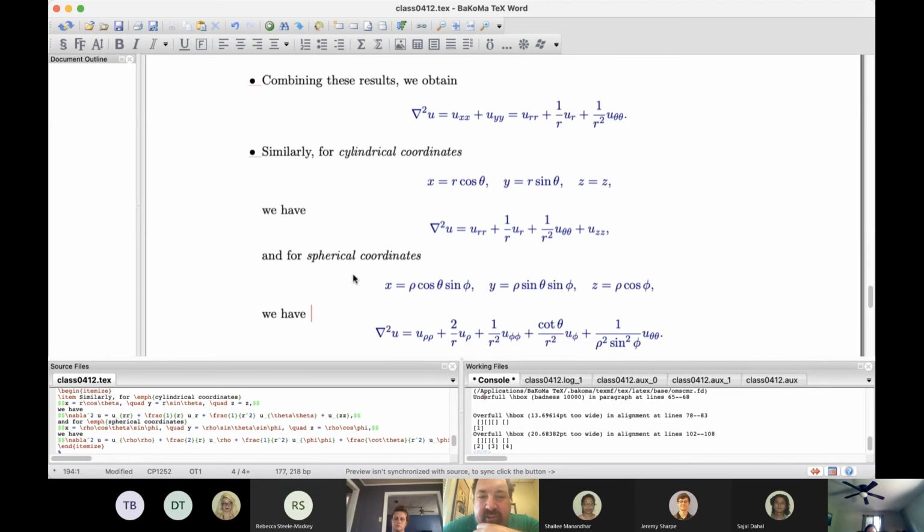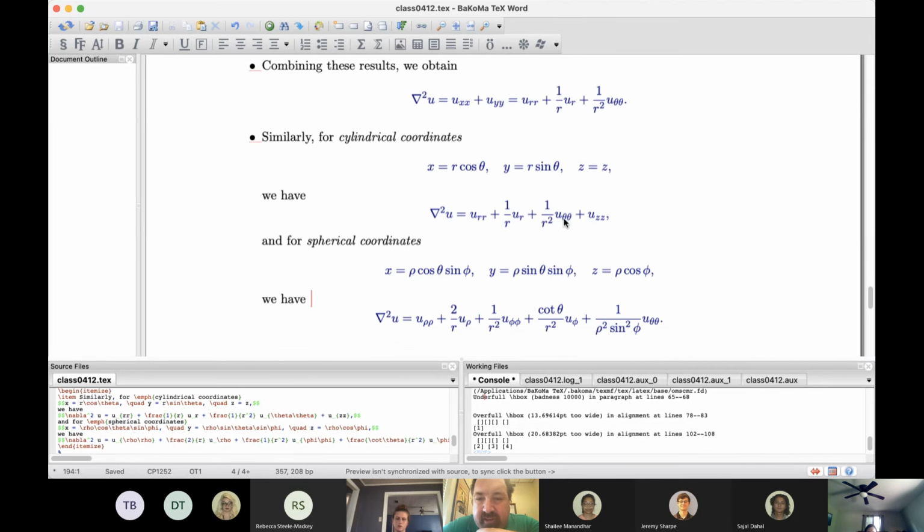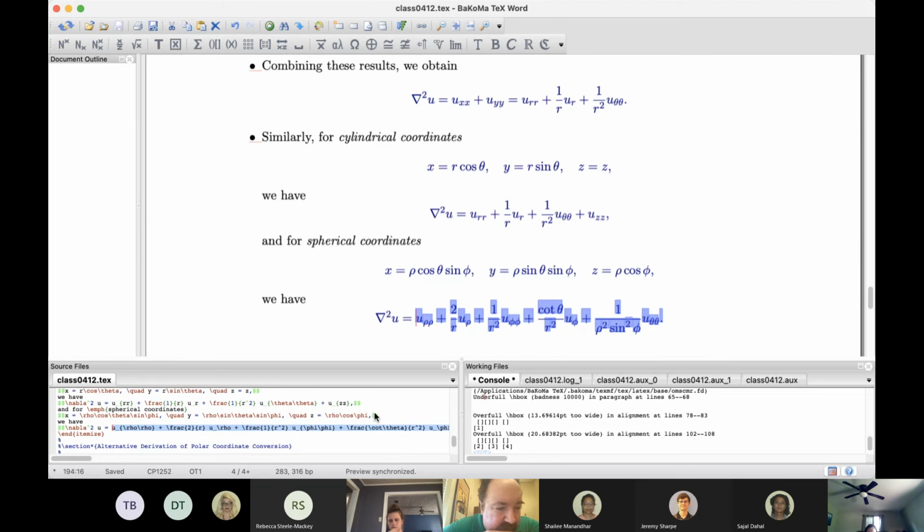The Laplacian is also often used in cylindrical coordinates. This is for 3 dimensions, where z is just z. So we add on a U_ZZ term. This accounts for U_XX plus U_YY. And then for spherical coordinates, this is the full Laplacian in that coordinate system.